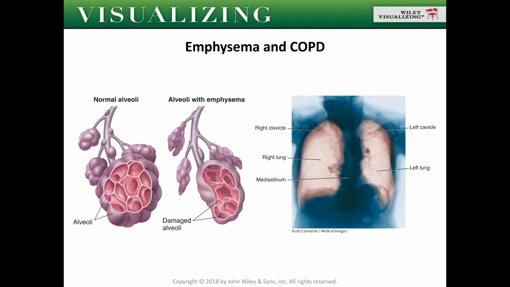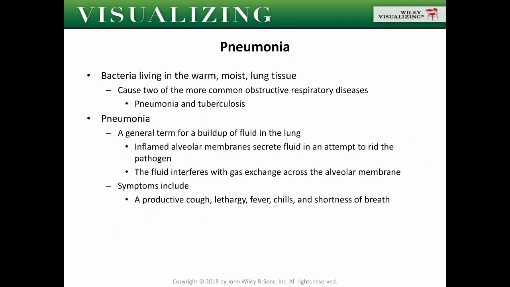So this is emphysema. This is the normal alveoli, and this is the damaged one. This is a healthy, grape-like alveoli. This is a shrunken alveoli. Damaged alveoli cannot properly exchange gases. And this is a scan of your lungs for that.